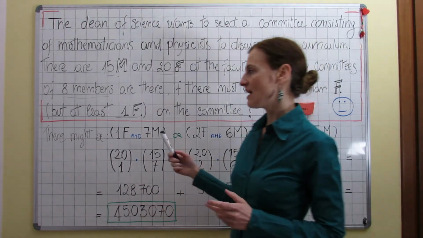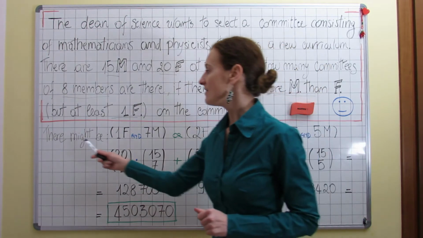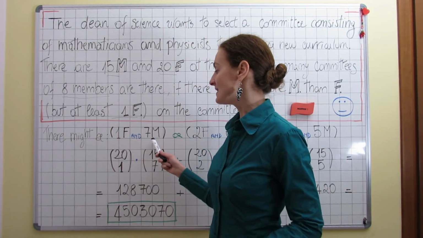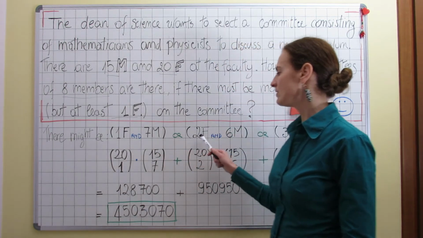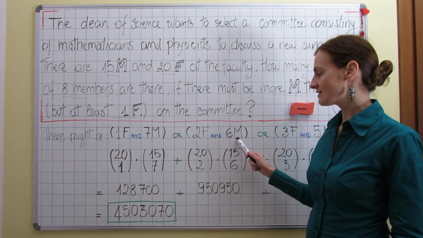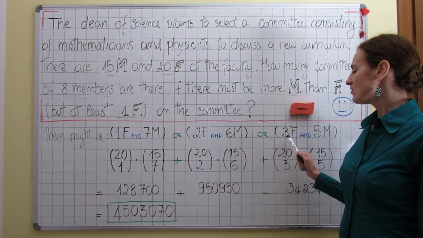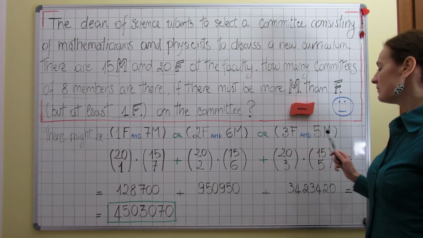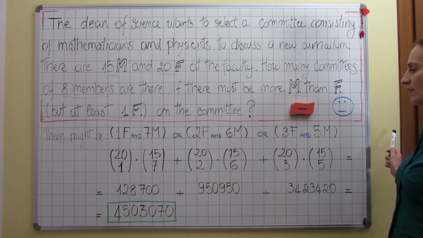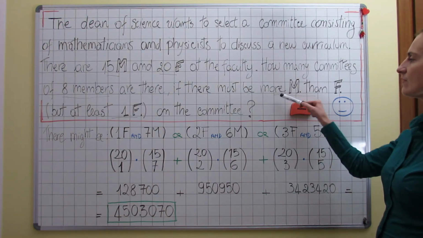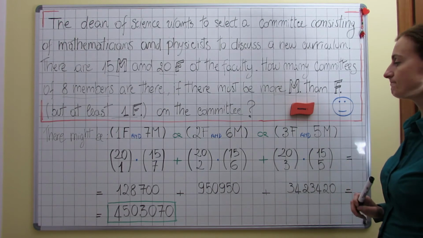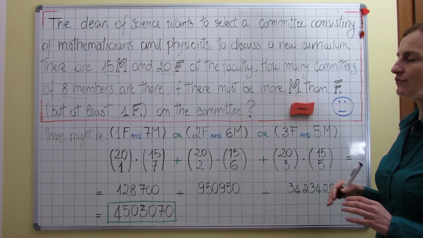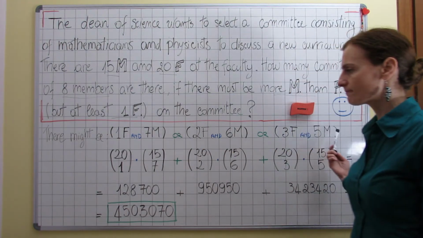That means that at the end there might be one physicist, because at least one, and 7 mathematicians, or 2 physicists and 6 mathematicians, or 3 physicists and 5 mathematicians, and stop, because 4 and 4 is not possible because of this constraint. Okay, so this is the introduction, the first step of the solution.